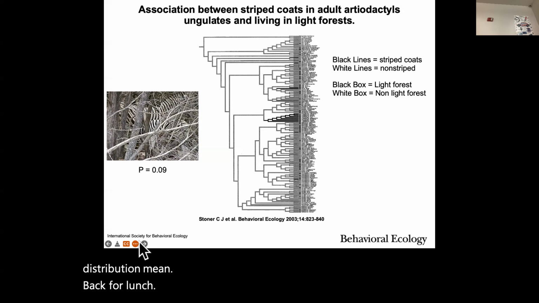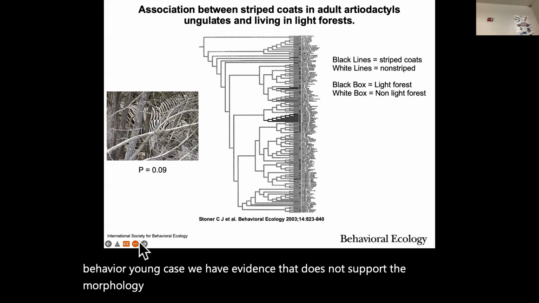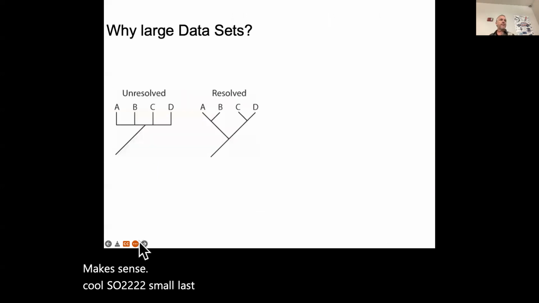Cool. So in one case, we have evidence that supports the morphology and behavior. In the other case, we have evidence that does not support the morphology and behavior. In both cases, we're able to test something that would not be testable otherwise. Make sense? Cool. So two small last things.